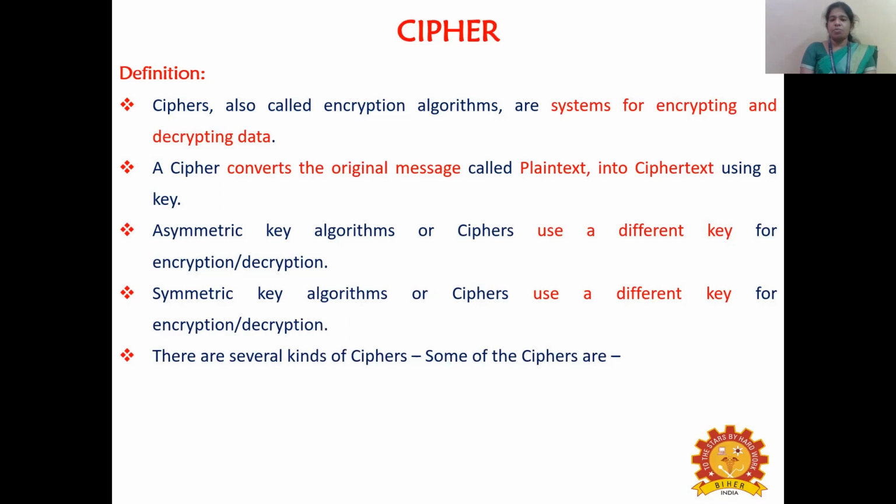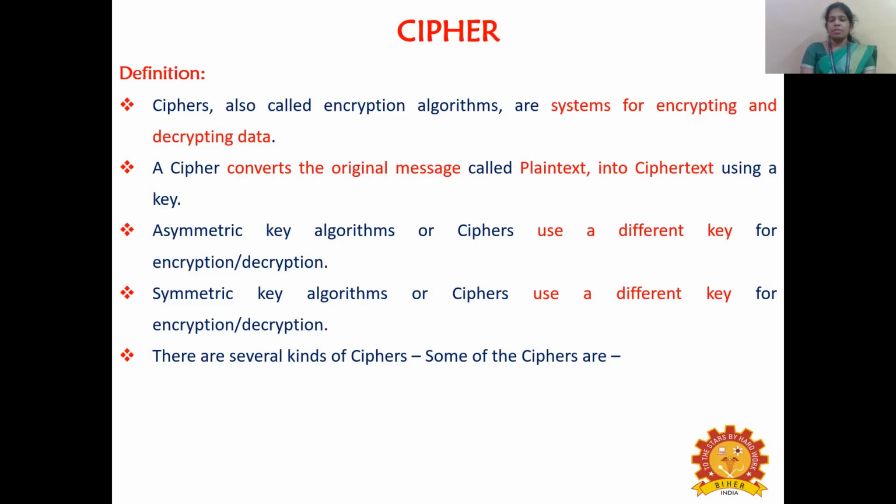Plaintext is nothing but our original message and ciphertext is an unreadable form of the message. So converting plain text to ciphertext is called encryption, and ciphertext to plain text is the decryption method. Here we are having two key algorithms: one is symmetric key algorithm and the second one is asymmetric key algorithm.